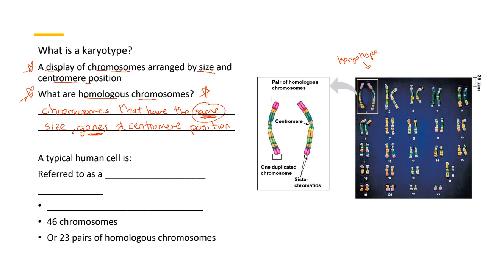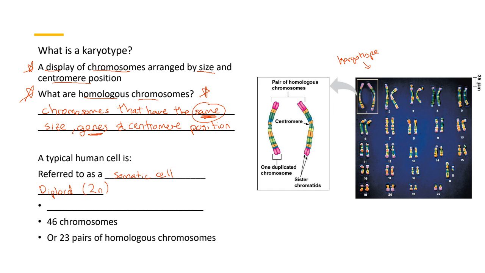Homologous chromosomes are chromosomes that have the same, that keyword, the same size, same genes, same centromere position, right? Because your chromosomes come in pairs. So a typical human cell is referred to as a somatic cell, okay? Your cells in your stomach, in your small intestine, muscles, they're all called somatic cells, and these are going to be diploid. Whenever we refer to diploid, we usually write 2N.